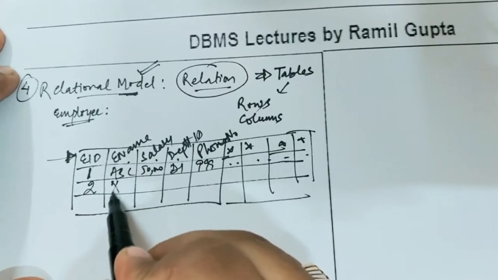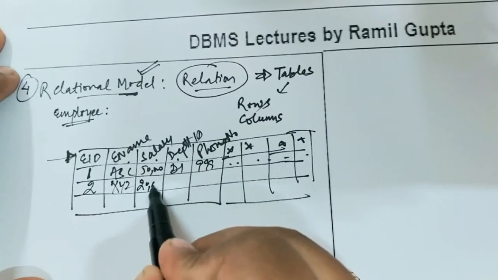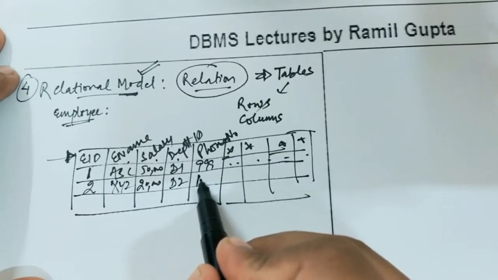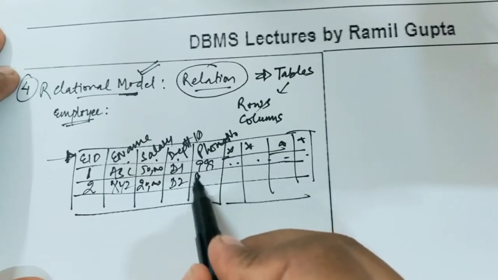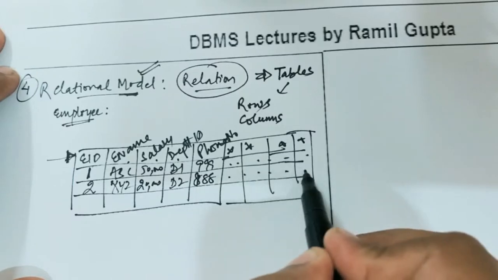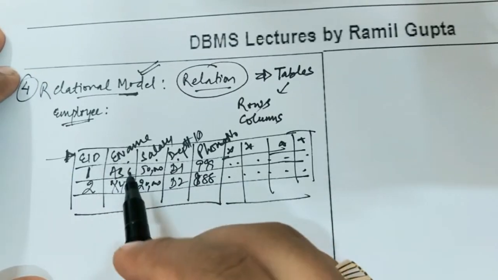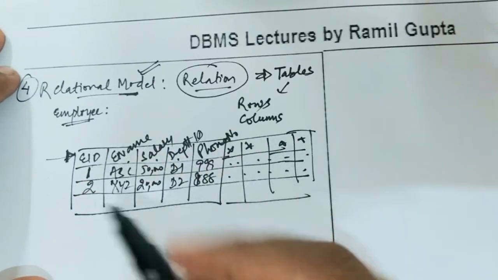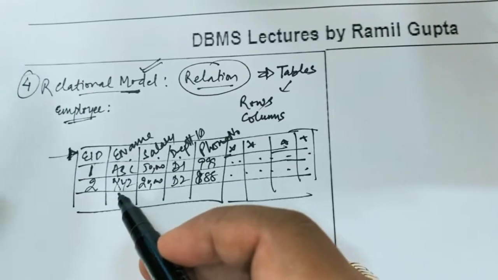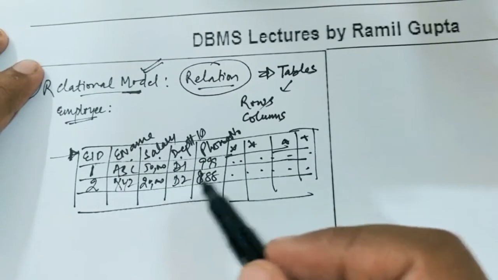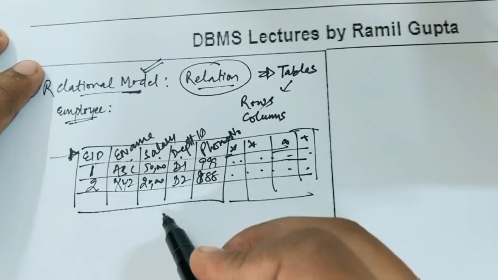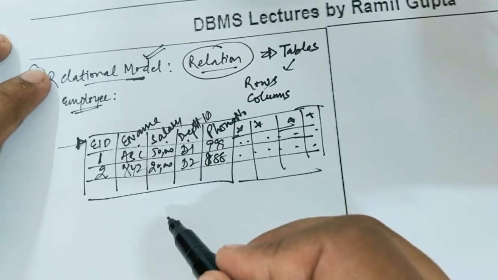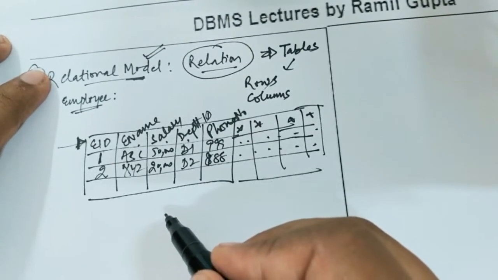Employee number 2, XYZ, 20,000, D2, let's say phone number is 888, and so on. So in this particular relational model, the data is saved in the form of tables. There are a lot of tables, and those tables can be related to each other with the help of certain integrity constraints, and we are going to discuss them in detail shortly.